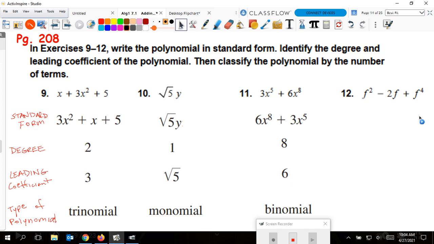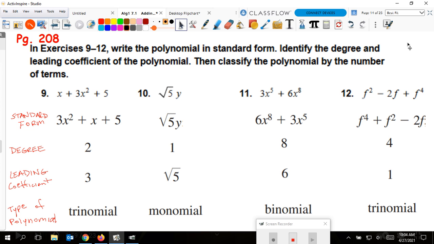Number 12, putting this in standard form, f to the 4th has to go first, then f to the 2nd power, then f to the 1st power will be last. So that's the right way to put it in order: f to the 4th plus f squared minus 2f. Make sure you get the plus and minus symbols correctly put in. And 4 is the highest degree of all the terms, so it's the degree of the polynomial. There's a 1 in front of f to the 4th, so that's the leading coefficient, and there are 3 terms, so we would call it a trinomial.